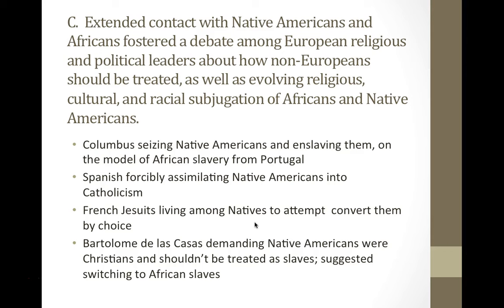The French Jesuits, however, are going to do it a little bit differently. We talked about the difference between the French and the Spanish and the English and the way they treated Native Americans. The French are going to attempt to get them to convert mainly by choice. Much more friendly, much more as an alliance instead of this idea of convert or die. Las Casas is going to demand that Native Americans are Christian since many of them were converting to Christianity. Therefore, they shouldn't be slaves. Again, he advocates switching to African slavery.